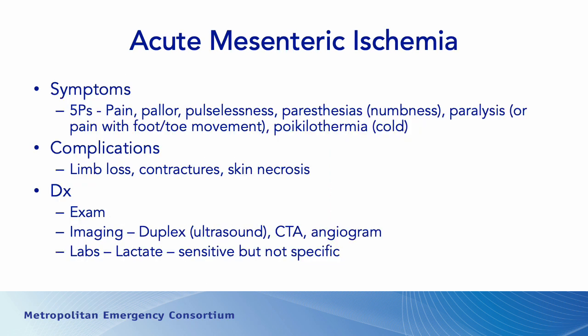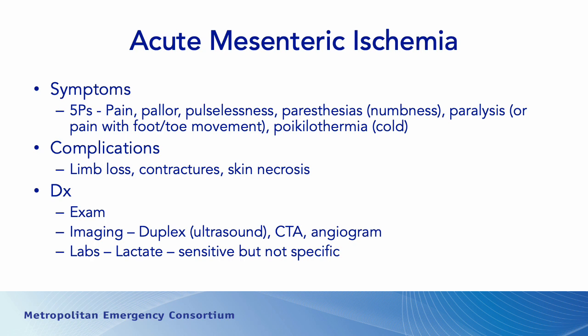So what kind of symptoms might you see? Well, think about the 5 Ps. So if a patient has an extremity and they have pain in it, it looks pale, you try to check for pulses and you don't find anything, or if you have the fortunate ability of having a Doppler and you listen, you can't hear a pulse.